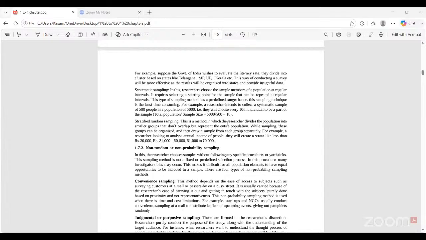Then stratified random sampling. What is stratified random sampling? This is a method in which the researcher divides the population into smaller groups that don't overlap but represent the entire population. While sampling, these groups can be organized. They will create strata like less than 20,000 rupees, 20,000 to 21,000, 50,000 to 51,000.